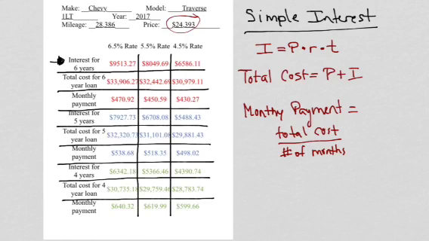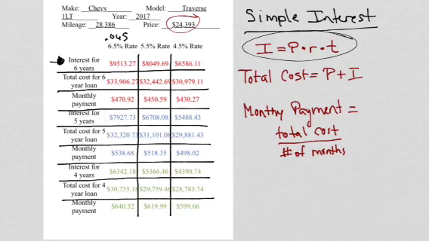I'll walk you through. All right, so first off, I did an interest rate of 6.5 and a term of 6 years. And I used this simple interest formula over here. I took my original amount, $24,393, times the decimal for 6.5%, which is 0.065, and then times that by 6. And I got $9,513.27.